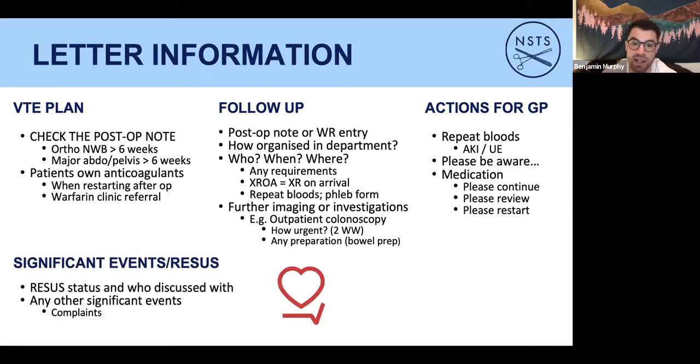And then coming towards the end of the letter, any significant events that happened during admission. So this would be if their resuscitation status has changed. So if you've discussed that with them and they're now not for resus, who have you discussed it with from the family? Is the patient and the family aware? And is that to go until the end of life, or do you want the GP to review that at a certain time point? And then any other significant events like complaints or anything else that's happened in hospital, like an inpatient fall that's led to a fracture would be quite a significant event, and you want to just make sure that was highlighted on the letter, and any investigations that had gone into place for that.